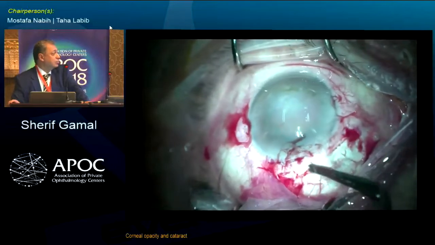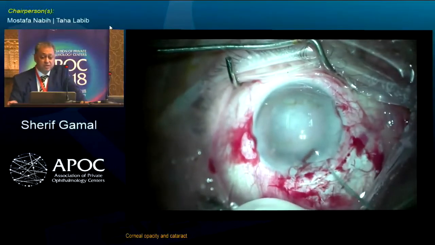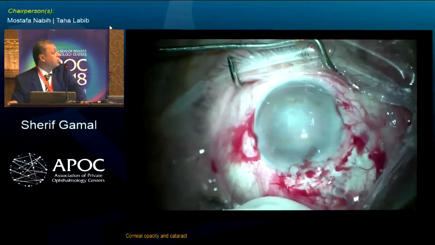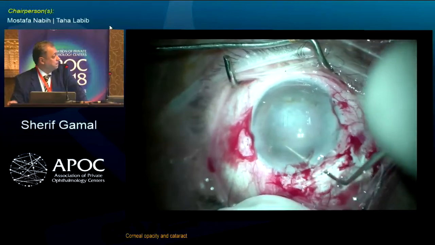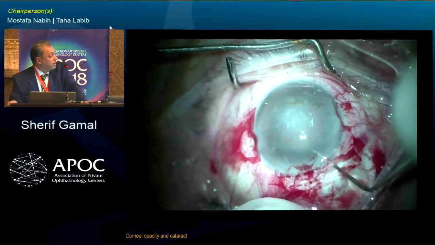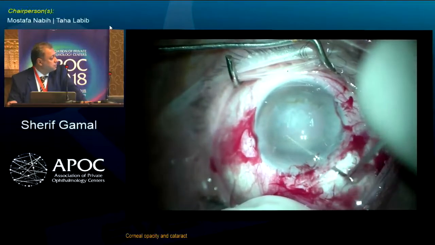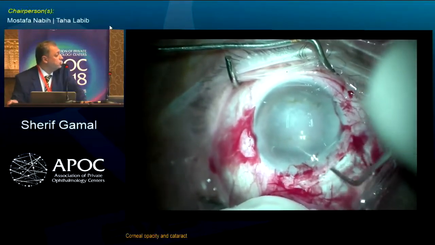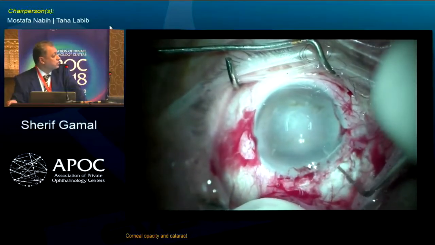And lastly, you can easily implant a single piece 6 millimeter intraocular lens. Be careful while you are dialing this lens again, because if you are engaging the lens, this might slip and result in injuring the posterior capsule.